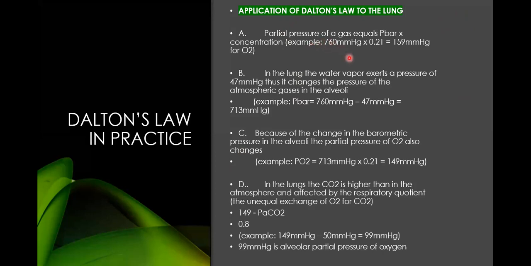The partial pressure of a gas equals PB times the concentration, right? So we already learned that. 760 times 0.21 is 159 millimeters of mercury for oxygen, okay?